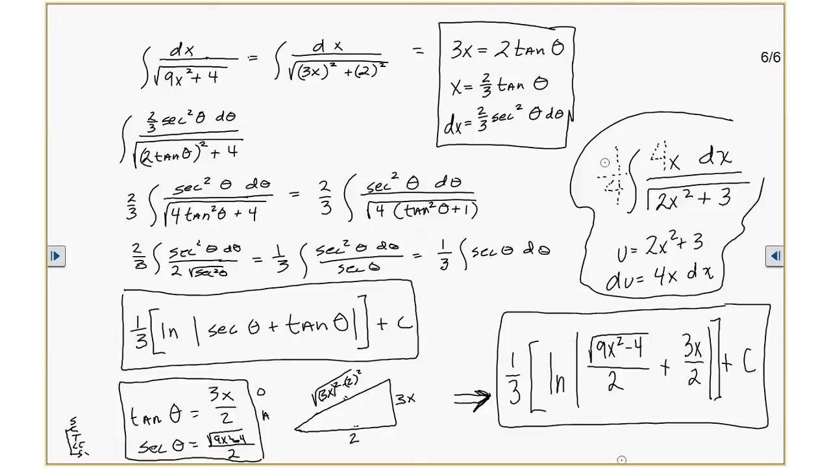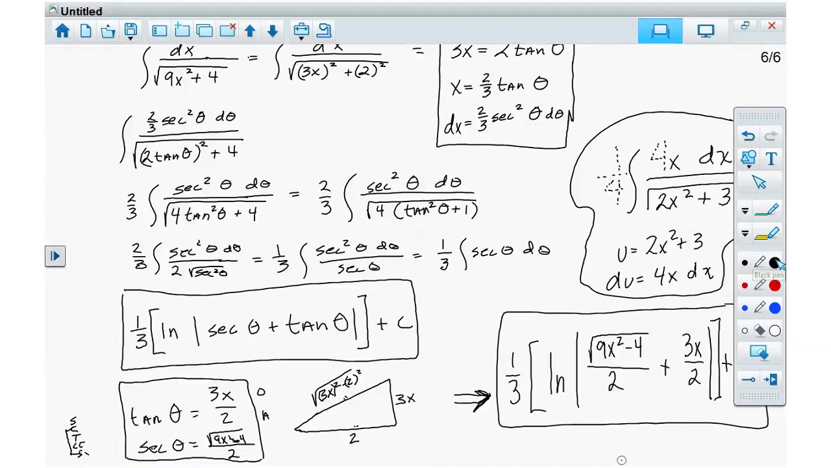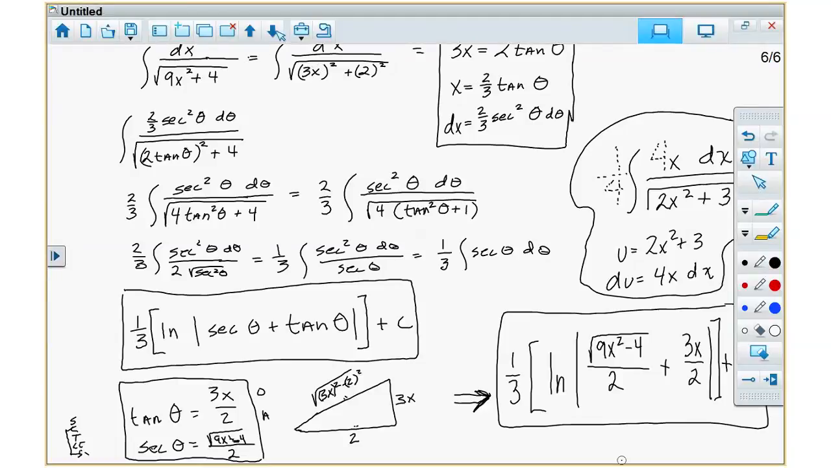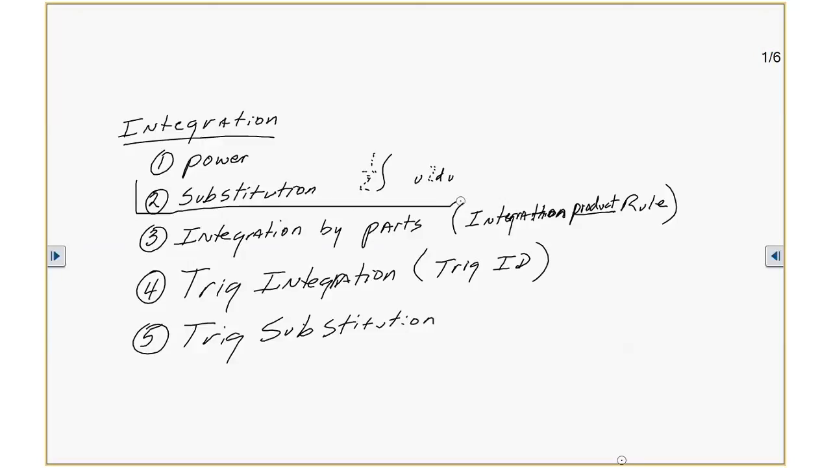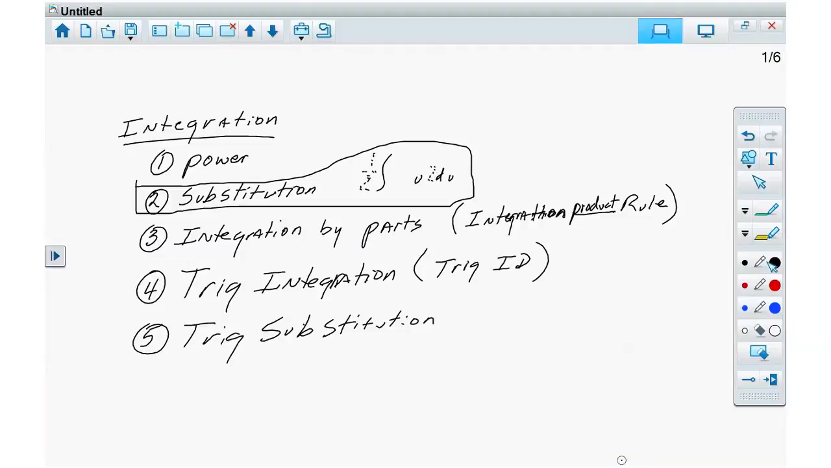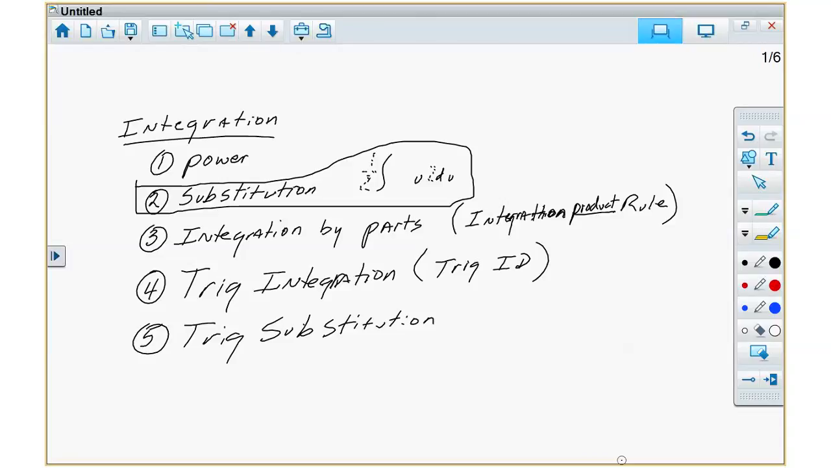Let's go back. I didn't erase it. That would be right in here. So you see how it could be. So you've got to know the difference between the two.